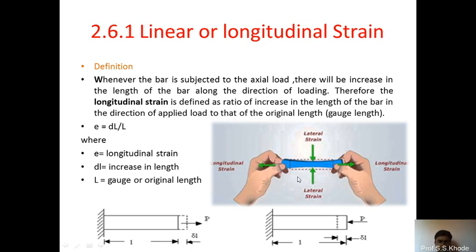Here I have shown that when we are pulling a certain object, there will be a change in length. With the help of this graphic, when we pull the object, there is a change in length, but at the same time the diameter of that rod, or the thickness of the material, goes on decreasing. Due to that, there is another strain that we have to discuss. At the bottom I have shown an image of the change in length due to tensile load and due to compressive load. So this is the concept of linear or longitudinal strain.